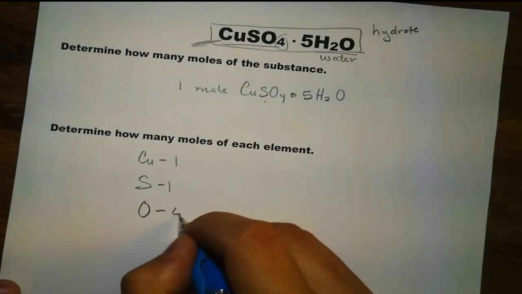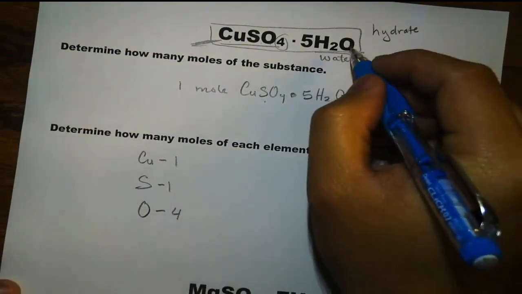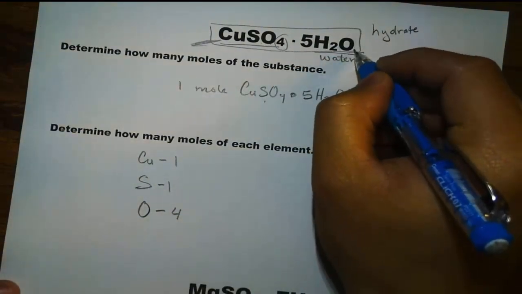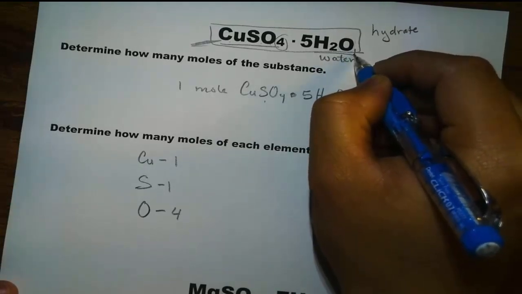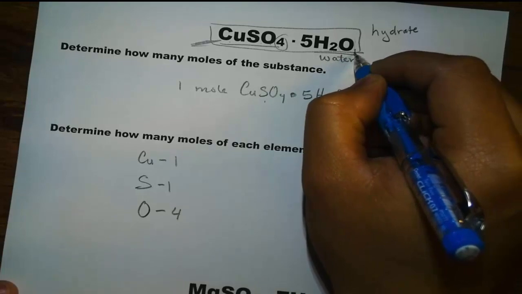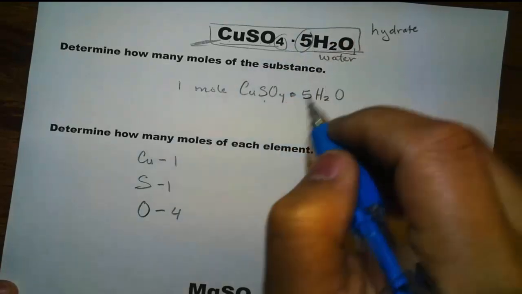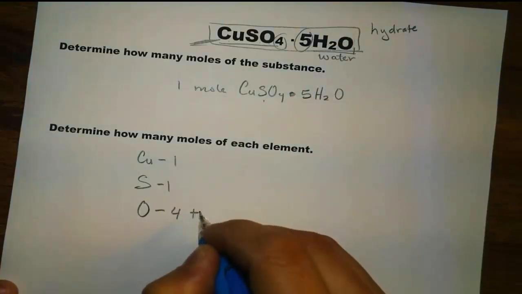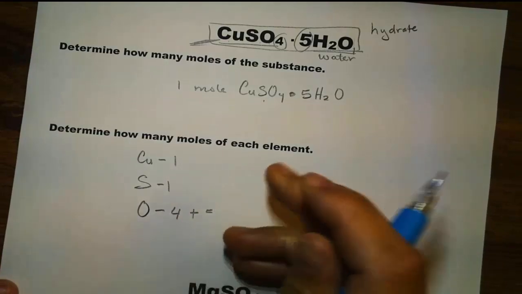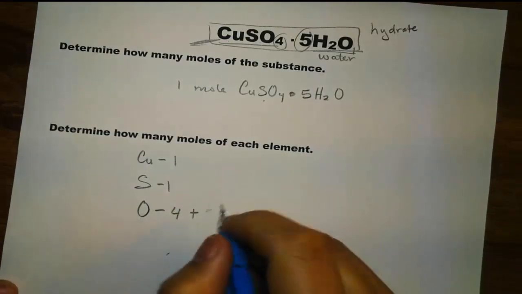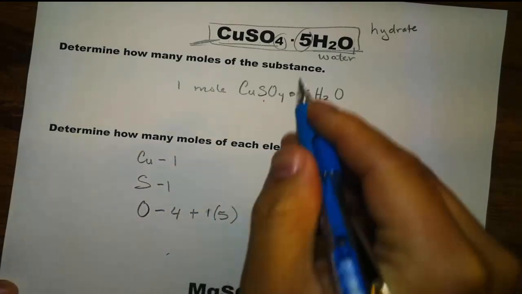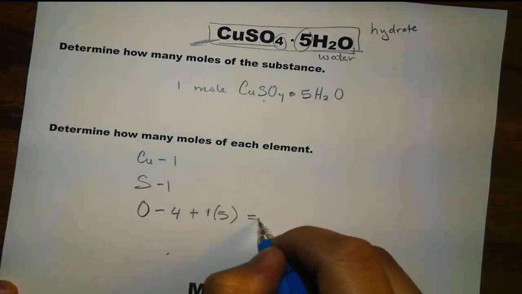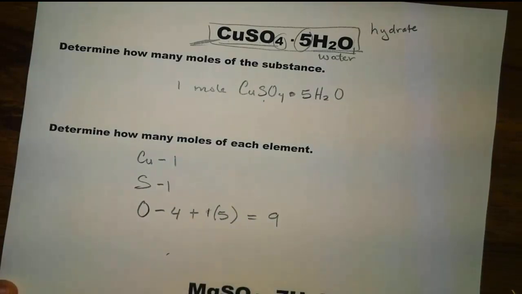okay? But there's also oxygen here. What's the subscript for oxygen here? It's nothing there. So we assume it's going to be 1. But how many water molecules do we have? We have 5. So that tells you we need to add 1. Well, we can think of it this way: 1, but that 1 is being multiplied by 5 because there are 5 water molecules. So that gives us a total of 9 oxygen. Isn't that a little bit tricky?